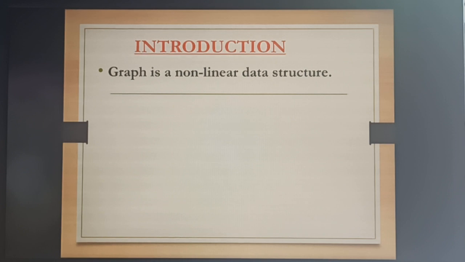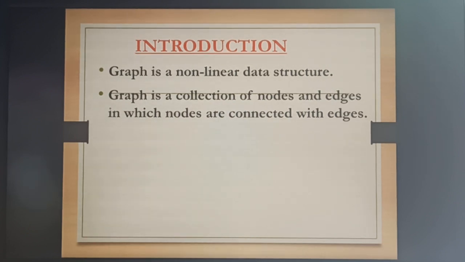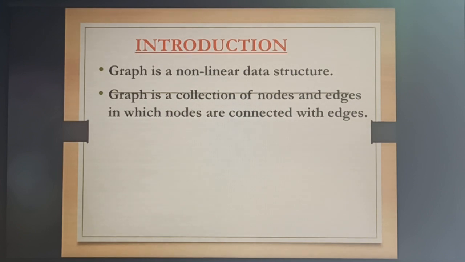A graph is a non-linear data structure. You must learn this in your first class of data structures. You must know what a linear data structure is and what a non-linear data structure is. Tree and graph are both non-linear data structures. A graph is a collection of nodes and edges in which nodes are connected with edges. The graph contains vertices, also called nodes, and each pair of vertices is connected with edges.